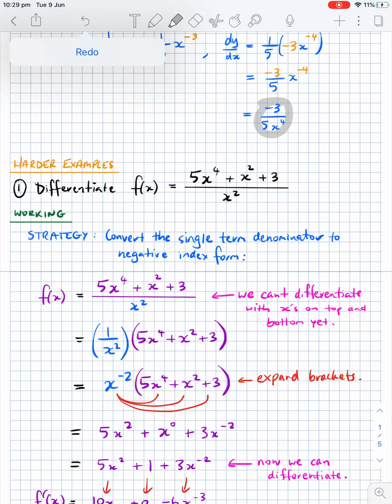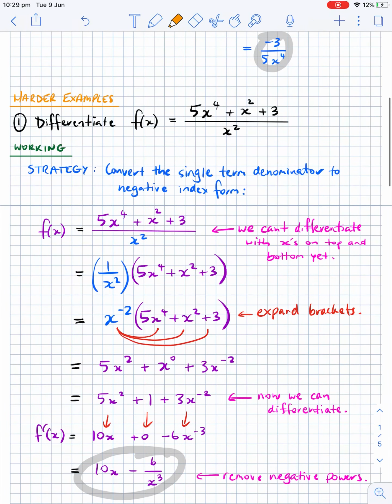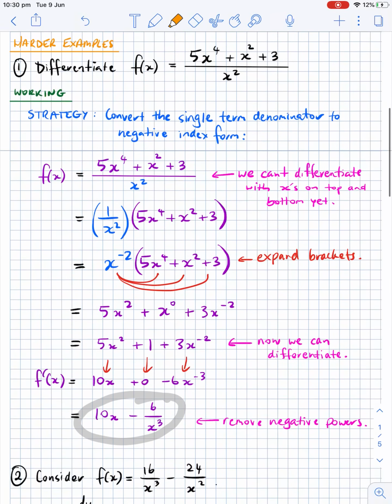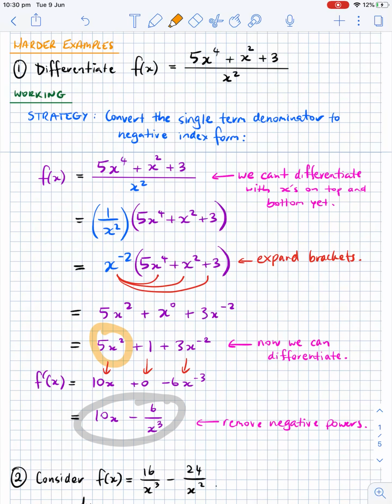And when we're multiplying powers of x, you've got to remember to add the powers. So negative 2 plus 4, that's going to give a power of 2, and that 5 is going to just stay at the front. 2 plus negative 2 gets x to the power of 0, and x to the power of minus 2 times 3, well, that's just 3 lots of x to the power of minus 2. This is something that we can definitely use our typical differentiation rule for. So this part's going to make 10x.